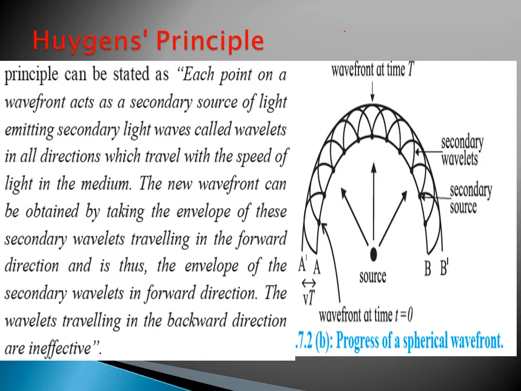So here the distance between the two wavefronts, from AB to A dash B dash, is Vt. A dash B dash is the new wavefront. The new wavefront can be obtained by taking the envelope of these secondary wavelets traveling in the forward directions. So the wavelets traveling in the backward directions are unaffected. Look at here, the wavefront travels only in the forward direction.